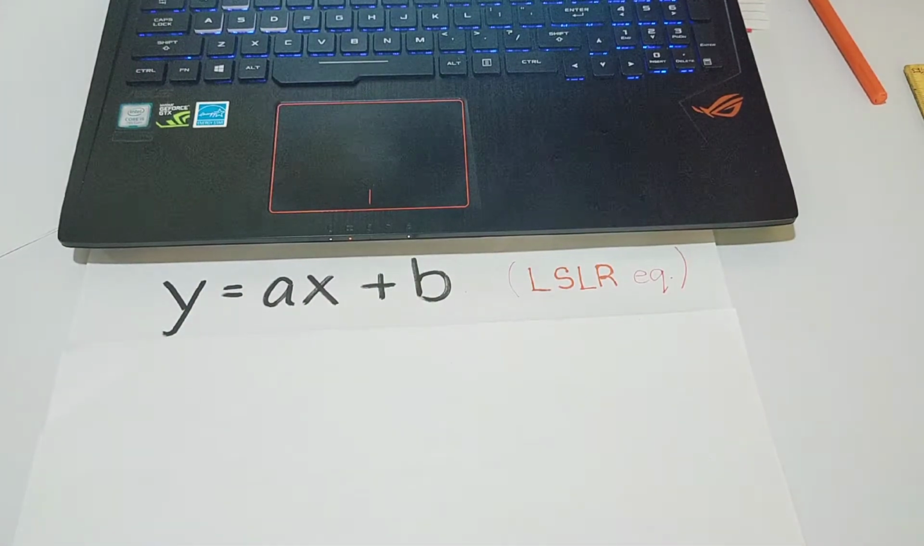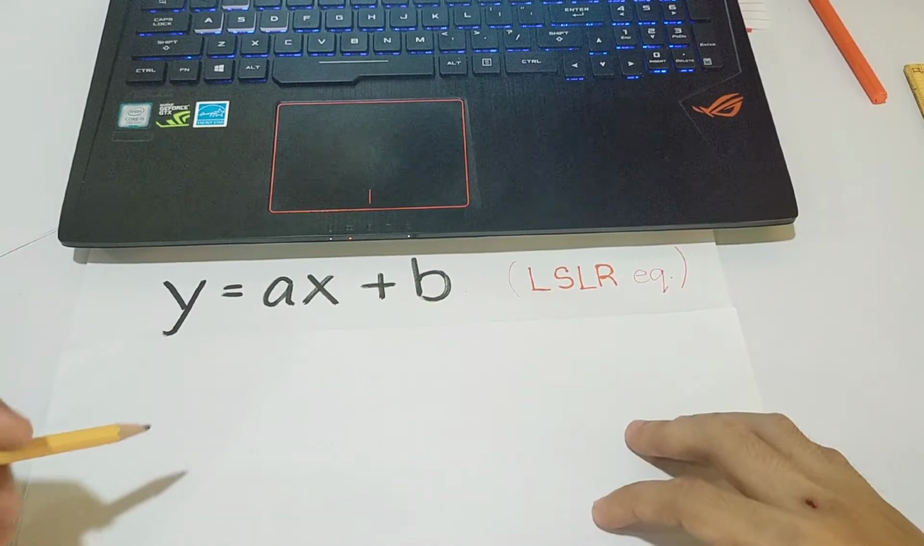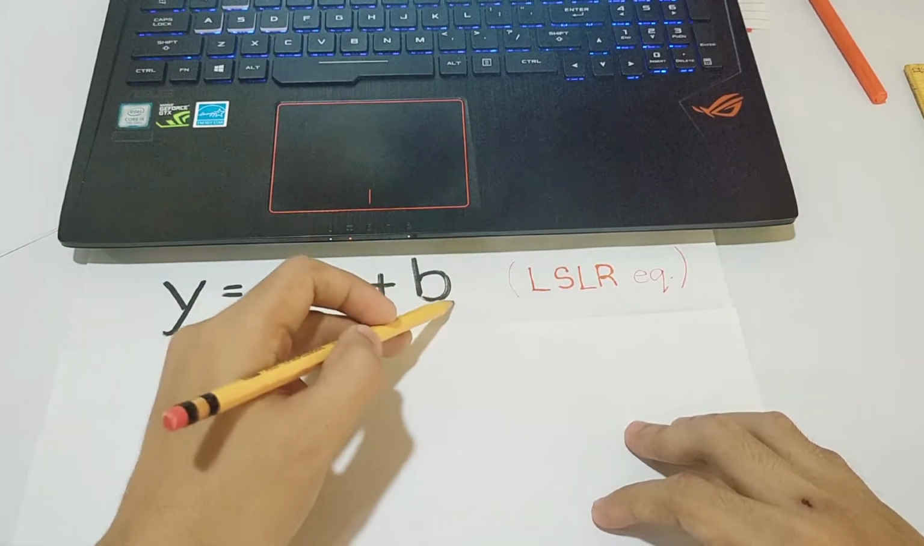Since we're talking about the best fitting line, or also called the line of best fit, or as we have commonly known in our Math 1, the LSLR line, or the least square linear regression line. Since we're talking about a line, we have this equation: y equals ax plus b. Here we have two coefficients, a and b.